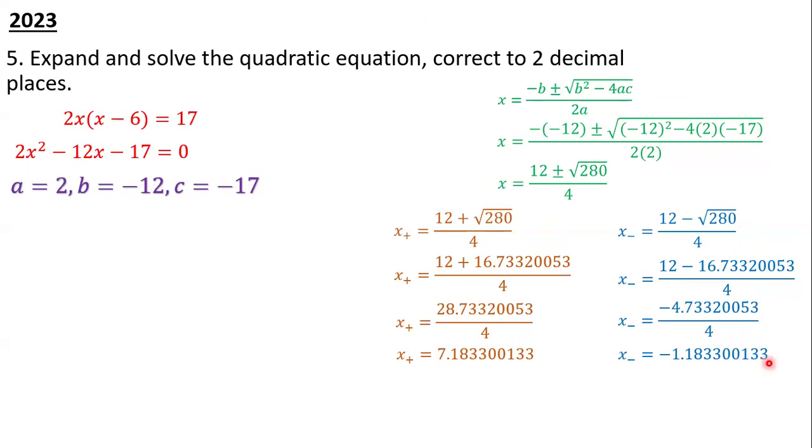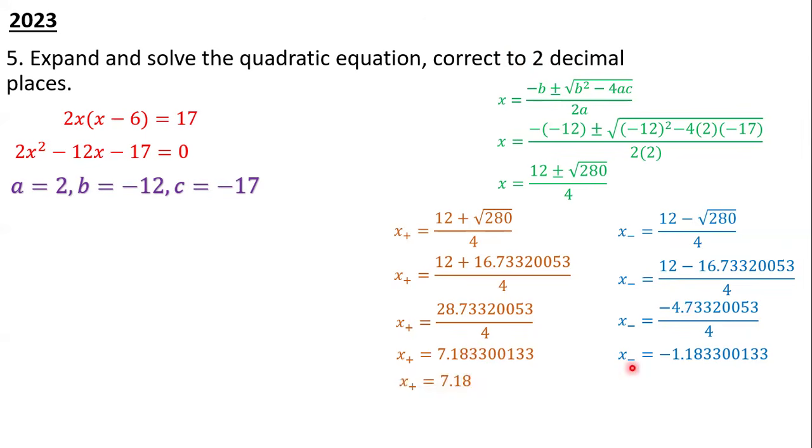But we're not done because we have to write our answer correct to 2 decimal places. Looking at this particular number right here, 3 is less than 5, so that means that we cannot round up. So 8 stays the same. So we have that x positive is equal to 7.18.